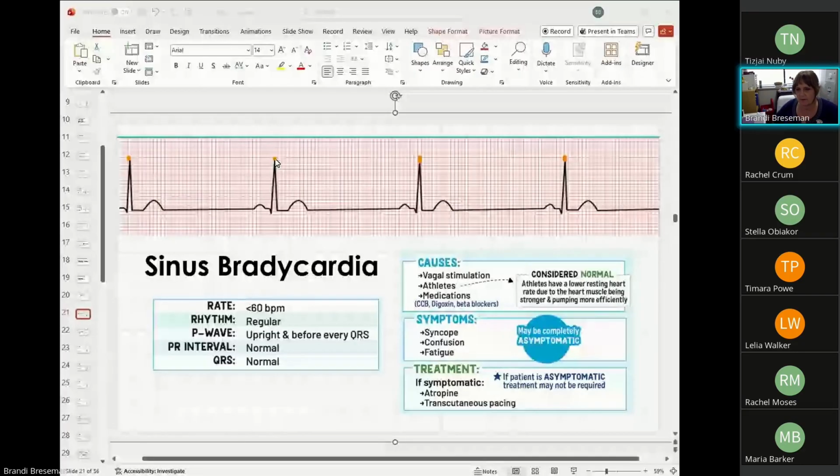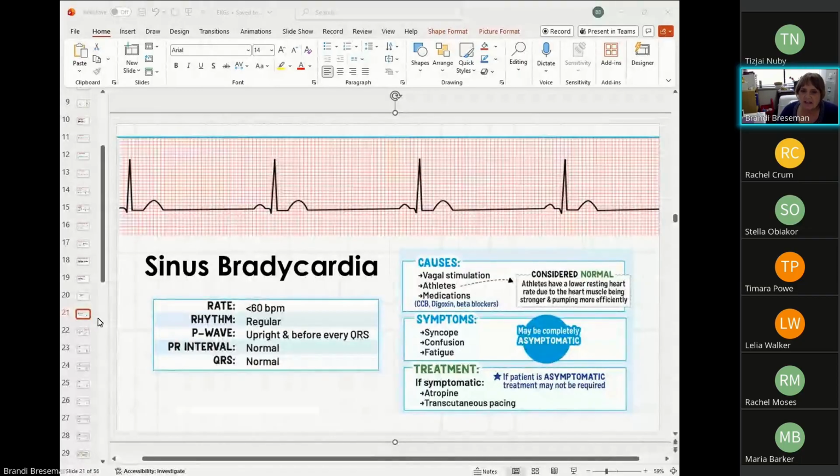And typically, if you fix the cause, the sinus bradycardia will resolve itself. It'll go away. Okay. Any questions about sinus bradycardia? Okay. Next, we're going to move on to sinus tachycardia.